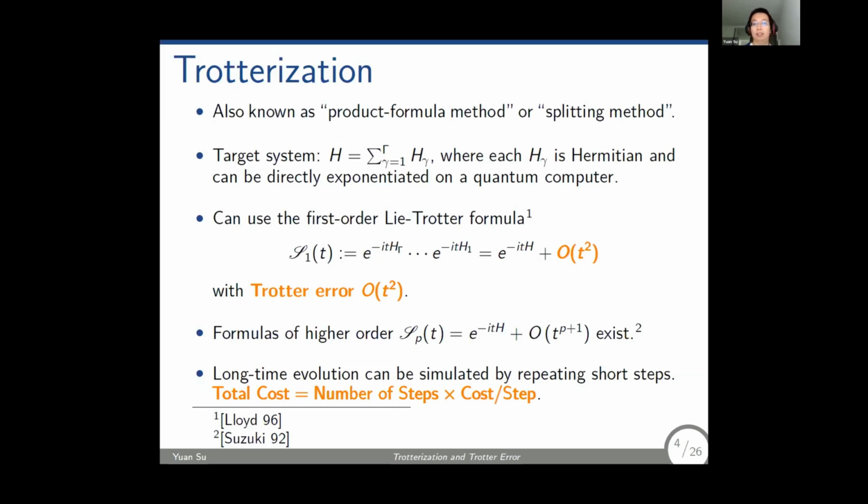In any case, these formulas provide you with a pretty good approximation when the evolution time is small. So what about longer times? If you want to simulate for time t, what do you do? Well, you can just divide the evolution into several steps and then apply these formulas within each step, and you repeat it many, many times. So if you want to figure out the total cost or total complexity of your algorithm, that's very easy. You just figure out the cost per step, and then you multiply that by the number of repetitions, the number of steps.